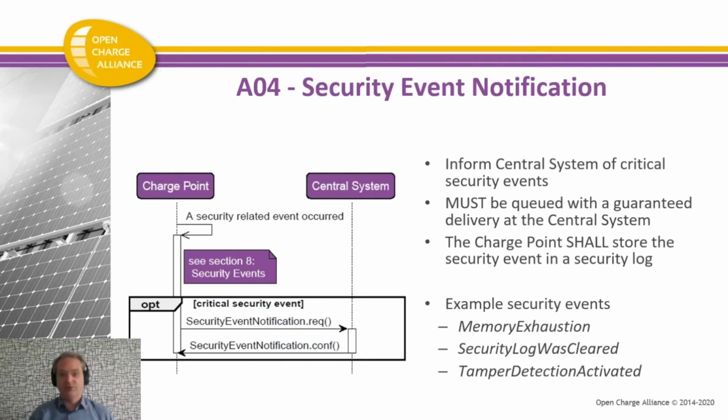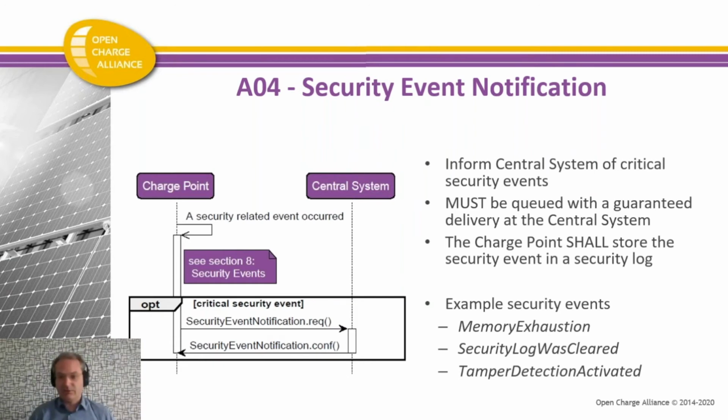The first one is for security event notifications. These are meant for informing the central system of critical events. It's required to queue those and to guarantee to deliver them at the central system. So it's sort of like a transaction-related message. You really have to queue them. And the second requirement is that you also have to store them in a separate security log. We'll get back to that in the next use case, how to get the security log, but it's important that all these security events should be logged and sent to the central system.